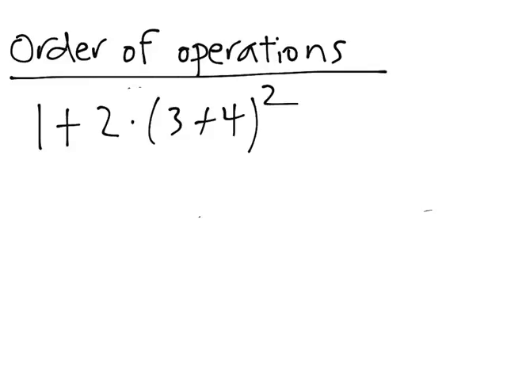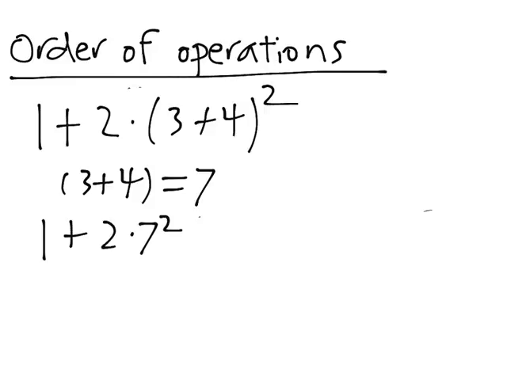The first thing we have to do is evaluate everything in parentheses. So notice that we have 3 plus 4 in parentheses. Even though 3 plus 4 is addition, which usually comes last, the parentheses give it precedence so that it comes first. So this is equal to 7. Now we have 1 plus 2 times 7 squared.